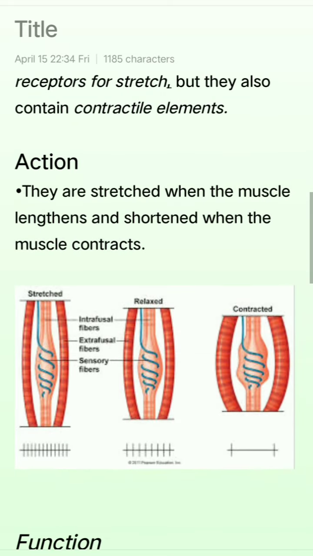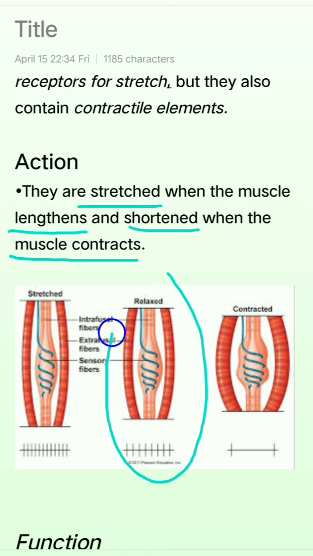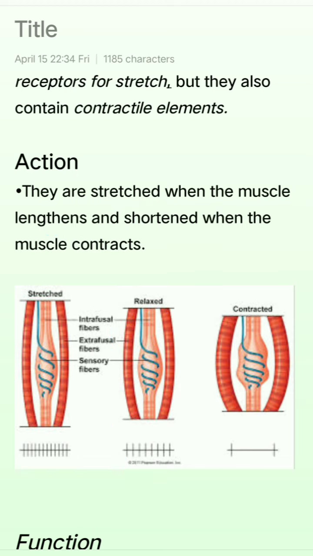The action. They are stretched when the muscle lengthens and they are shortened when the muscle contracts. Here is the image of a relaxed muscle. You will see the length is normal and the size of the spindle is also normal in this. But when the muscle is stretched, the muscle fibers will lengthen and along with them, the spindle will also lengthen. When the muscle contracts, the length of the muscle will shorten and the spindle will also shorten.